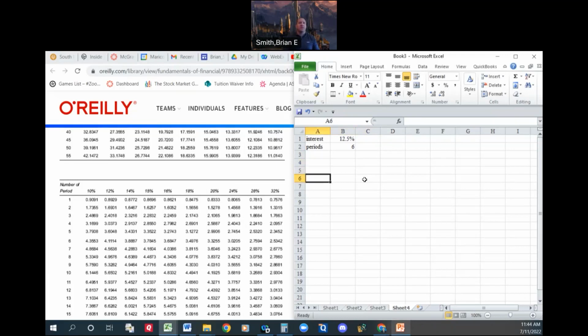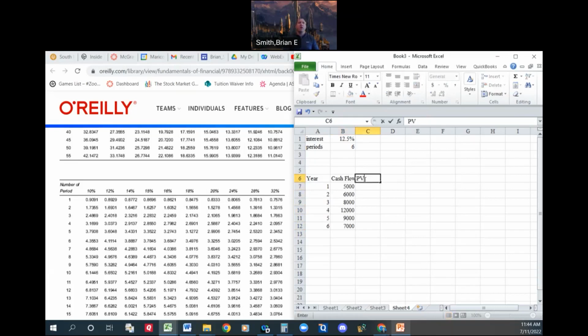Let's do inconsistent years first. So let's go years, year one, two, three, four, five, and six. Okay, and let's keep it a little simple. Let's say cash flow in year one will be 5,000, 6,000, 8,000, 12,000, 9,000, 7,000. Let's just make those our cash flows.